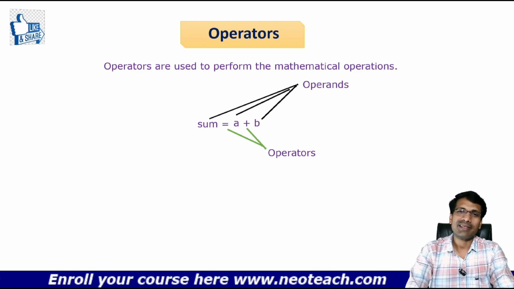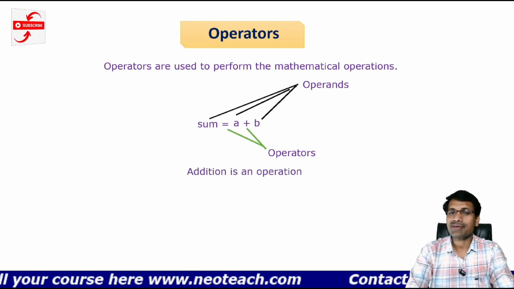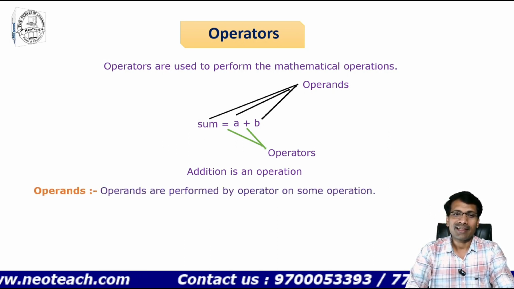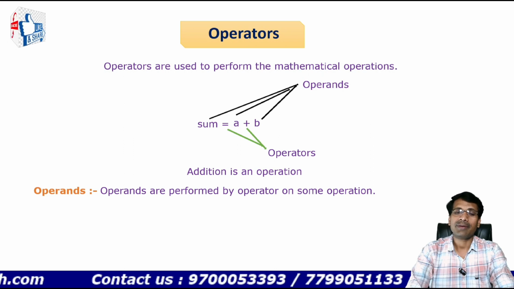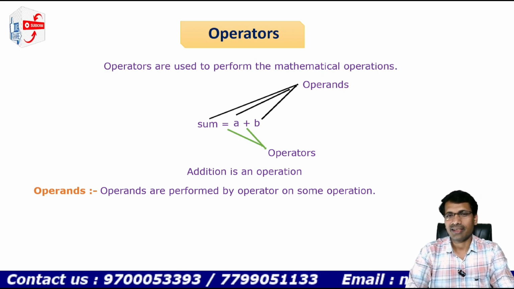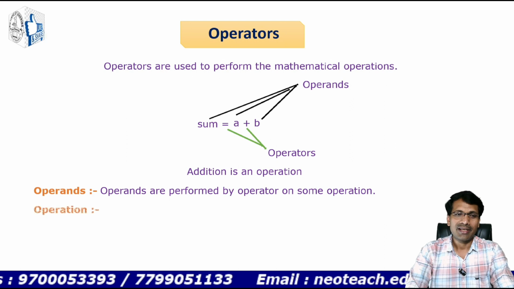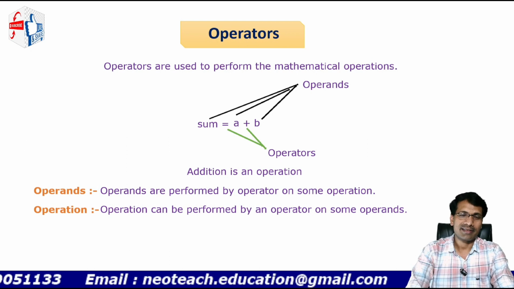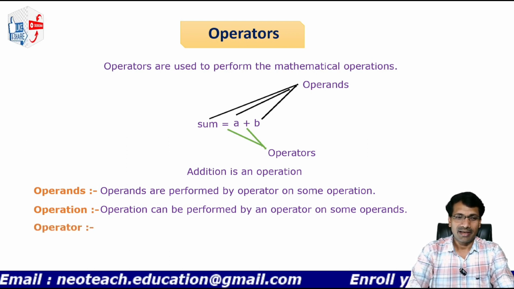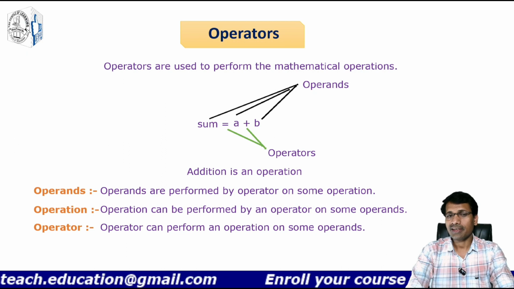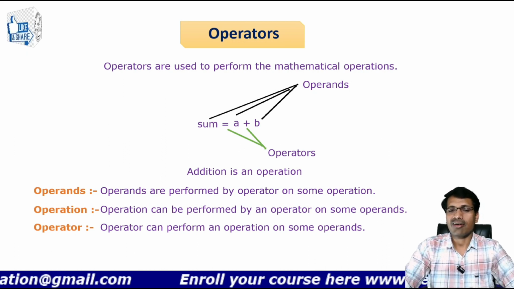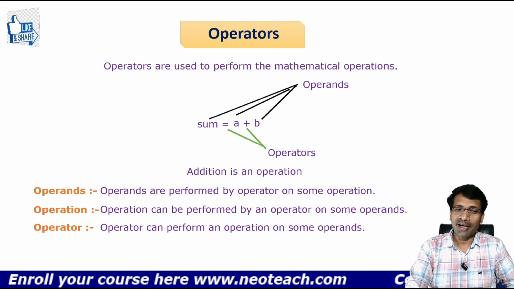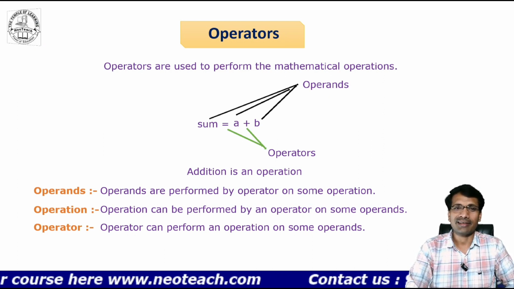And what is the operation then? Here we are performing addition, so that addition is called the operation. So by this example, operands are the things on which an operation is performed by an operator. Like this we can take one definition: an operation can be performed by an operator on some operands, and an operator can perform an operation on some operands. Like this, by this example we can define operand, operation and operator.